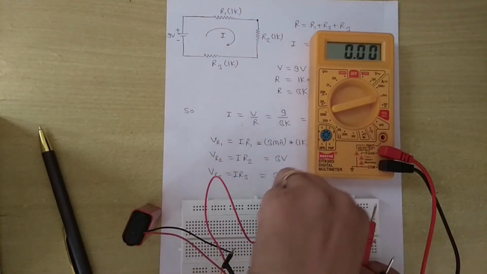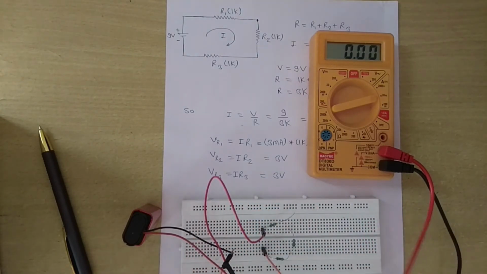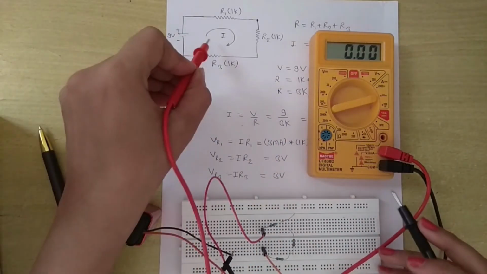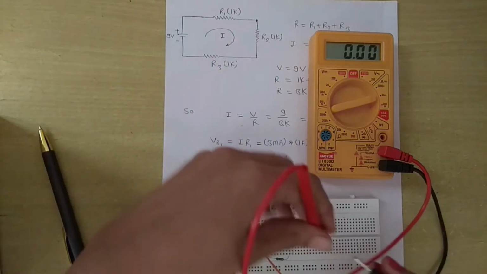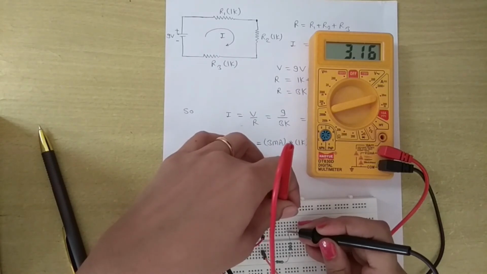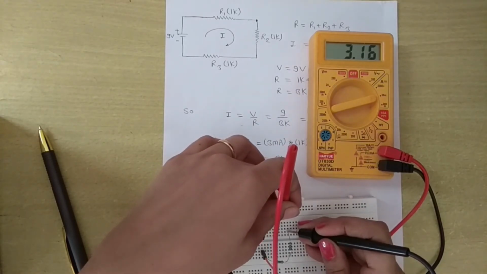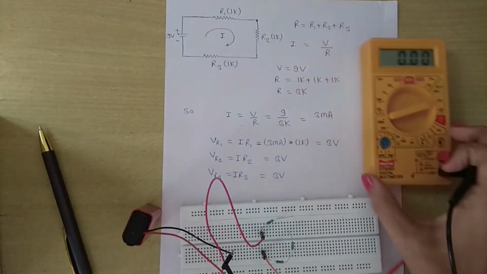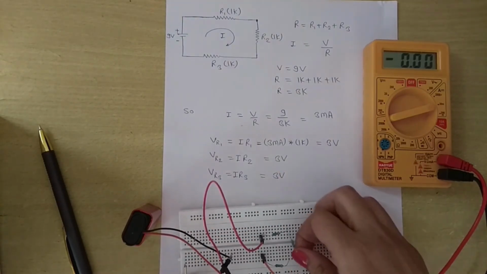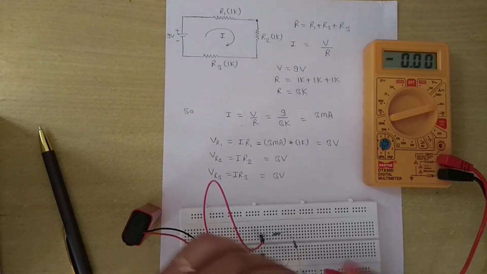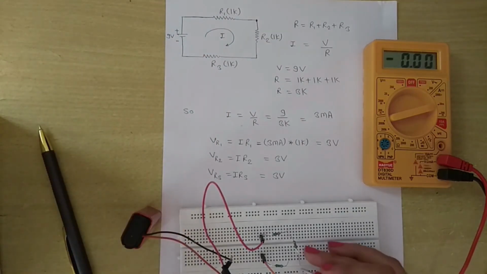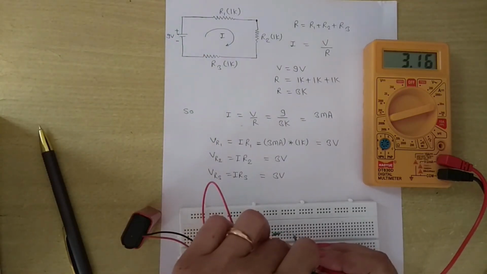Now I am breaking the circuit and placing this red probe at this position and black probe at this position because the direction of the current is this way. So now I am measuring. This current is coming 3.16 milliampere. So in this way we can measure current. If I break the path from here, then also I will get the same current because it is a series circuit connection, and in series the current is the same. So this is the same current.